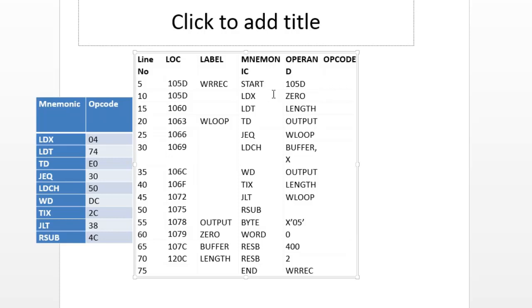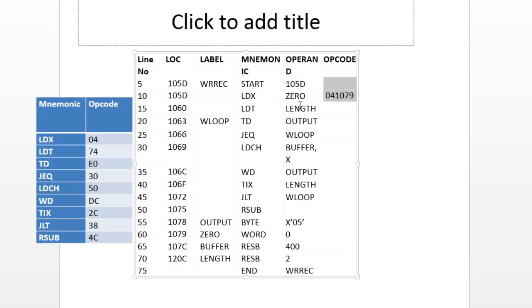Let's go to line number 10. What is the instruction? LDX. For LDX, what is the opcode? Opcode is 04. And what is the operand we are having? ZERO. Where can you locate ZERO here? ZERO definition you can find at line number 60. What is its address? It is 1079. So it is 041079. This is the equivalent machine code for the instruction LDX ZERO.